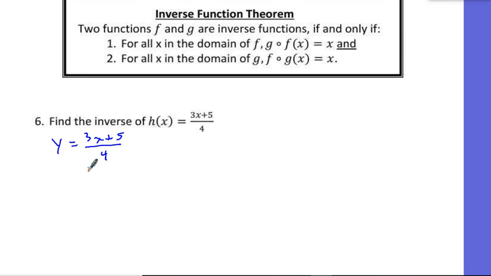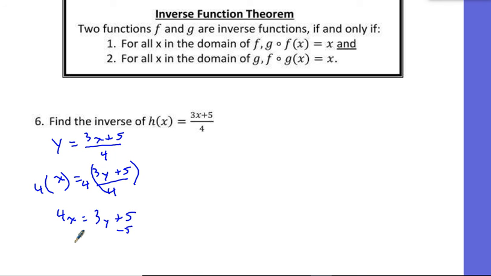Then we're going to switch x and y and say x equals (3y plus 5) over 4. Now we solve for y. So I'm going to multiply both sides of the equation by 4, and 4x equals 3y plus 5. Subtract 5 from both sides of the equation. 4x minus 5 equals 3y.